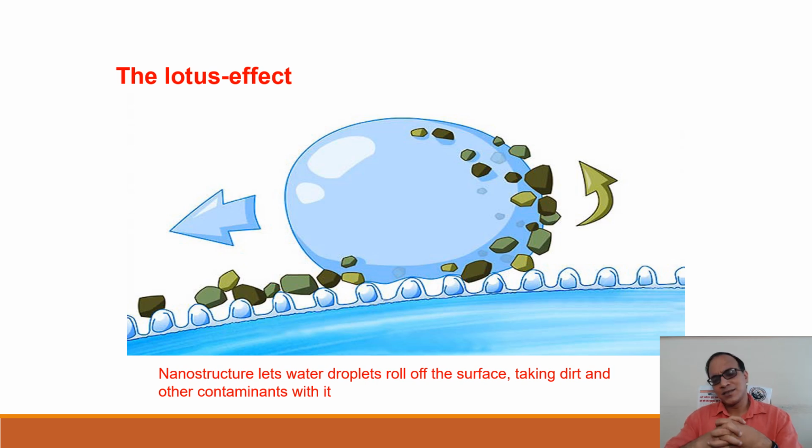The lotus effect, I'm just simply explaining it: the nanostructures let the water droplet roll off the surface, taking dirt and other contaminants with it. So the time is going to come when self-washable clothes will come into the market, because of their nano texture. In the same way, we won't need to wash clothes. So it is another approach of nanotechnology for the textile industry.